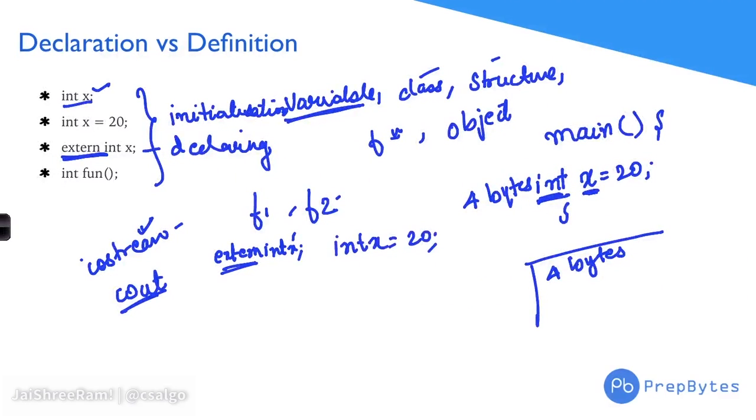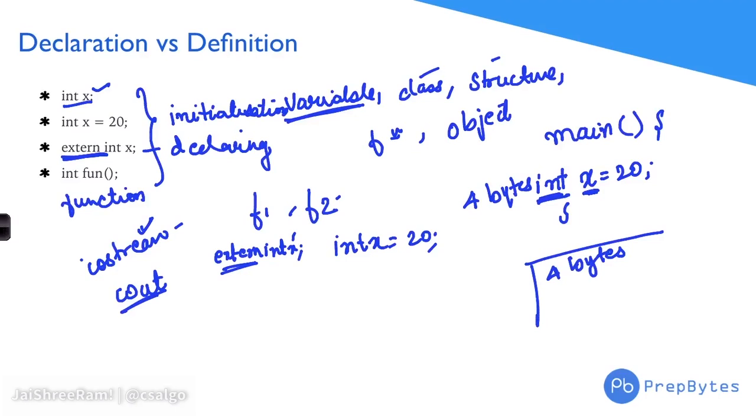Now we have int fun. This is declaring a function. We will talk in detail about declaring a function and defining a function. This is just the declaration, this is not the definition. So that is the importance of declaration and definition. That was all the theory part that we went across.